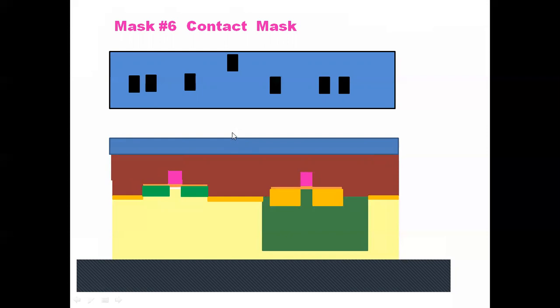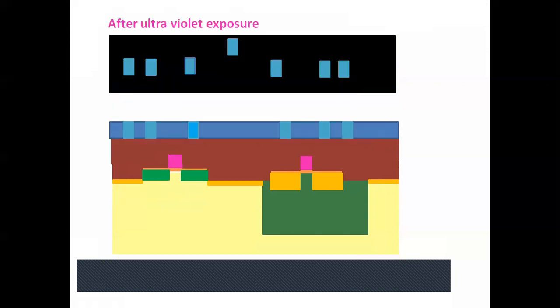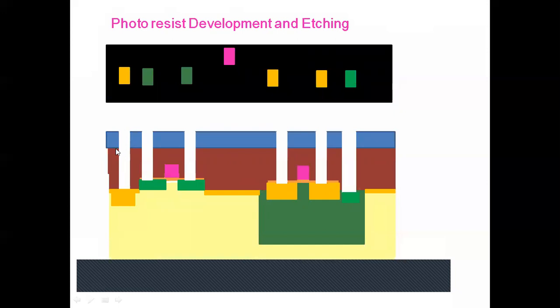Because in NMOS, substrate and source are connected together, as well as in PMOS, substrate and source are connected together. So when you do that photolithography process, it will be like this. And then when you do the etching, it is like this. So it has made the window. From the top, you can see. Okay, now we have to connect these two together.